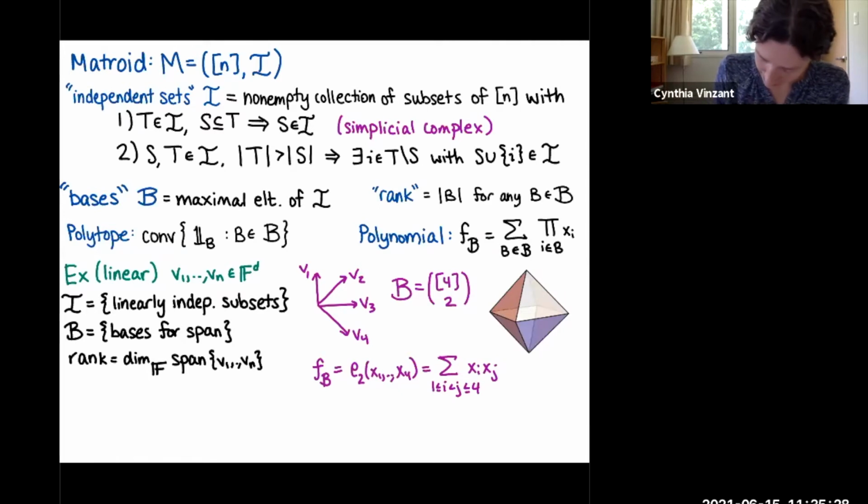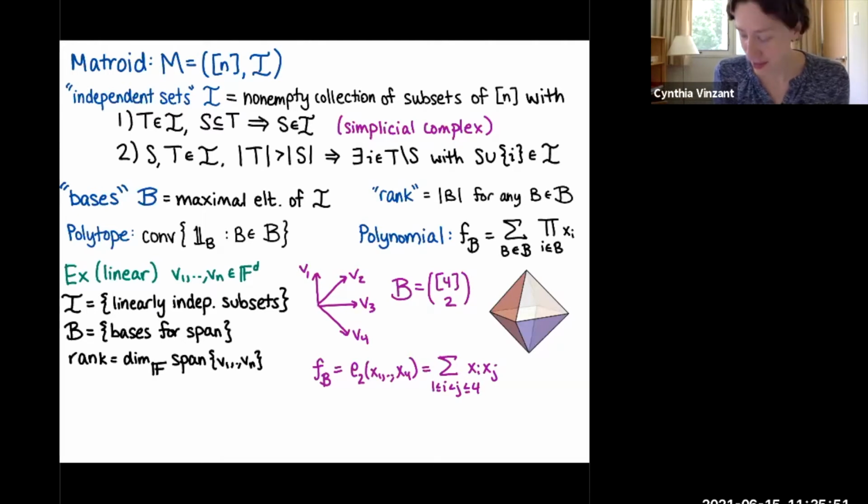And so for a very tiny example, if I pick 4 random looking vectors in R2, just the plane, then every pair of them will be linearly independent and form a basis for R2. And so my set of bases will just be all collections of the numbers 1 through 4 of size 2.